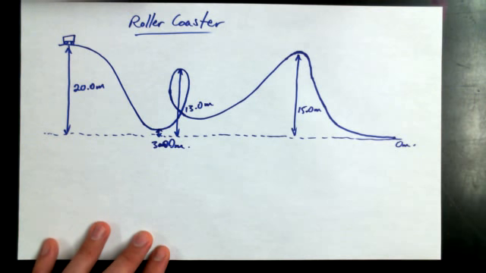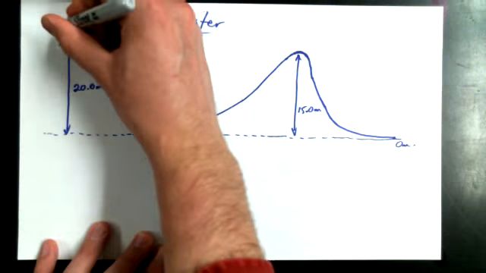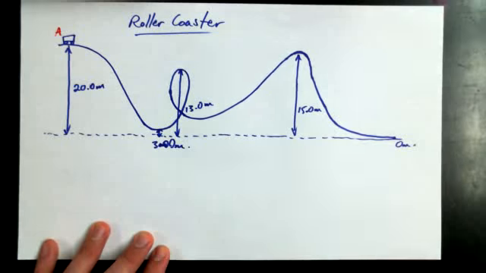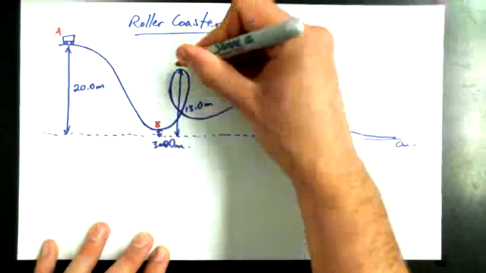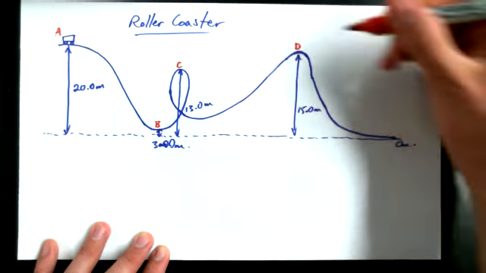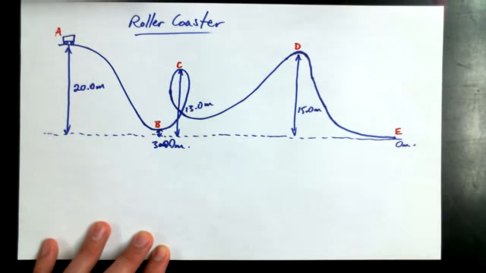Now I'm going to go through and I want to label up the different positions. I want to call this position A. I want to call this position B. This is position C. This is position D. And this is position E. So 5 positions that are what I would consider to be critical positions on this particular roller coaster.